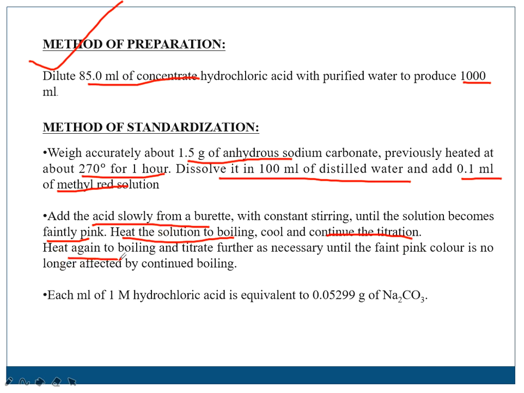Heat again to boiling and titrate further until you get a faint pink color which is no longer affected by continued boiling. This will be the end point of the titration. And for the calculation, each ml of 1 molar hydrochloric acid is equivalent to 0.05299 gram of sodium carbonate.